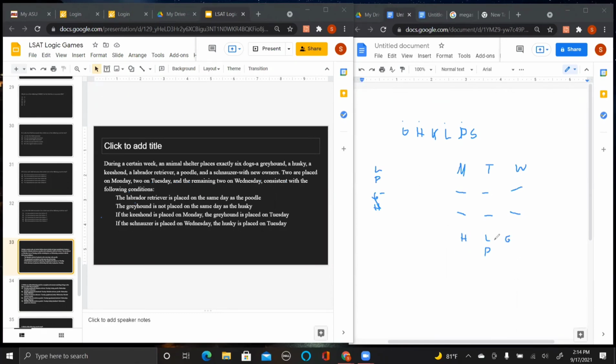And okay, ignore this order that I put down here. They don't have to be on these days, right? This is separate from this. I'm just noting that we already have the majority of our pairs. So we're trying to figure out where K and S go.